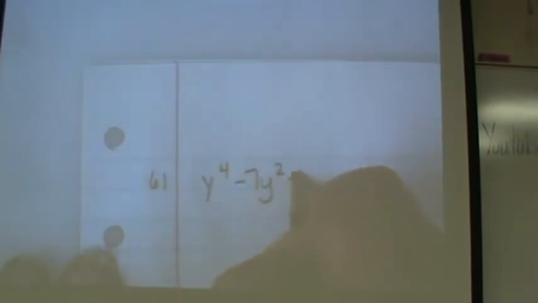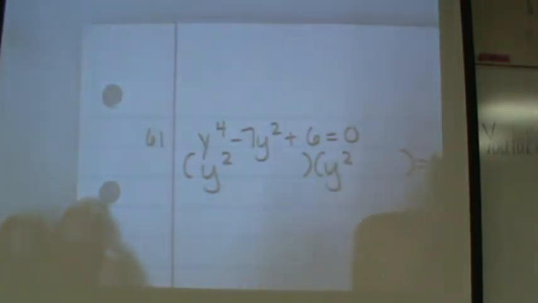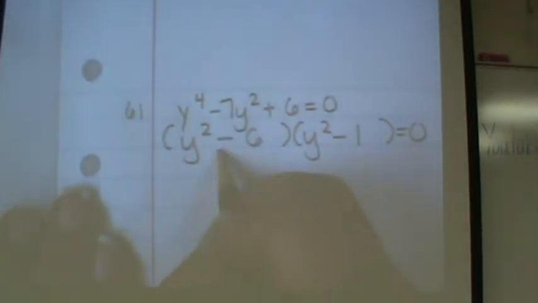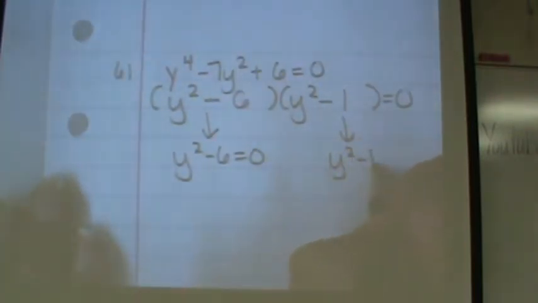61 is y to the 4th power minus 7y squared plus 6. This one factors to be y squared, y squared. What times what is 6 but adds to be negative 7? It would be negative 6 and negative 1. Now break these up into y squared minus 6 equals 0, and y squared minus 1 equals 0.